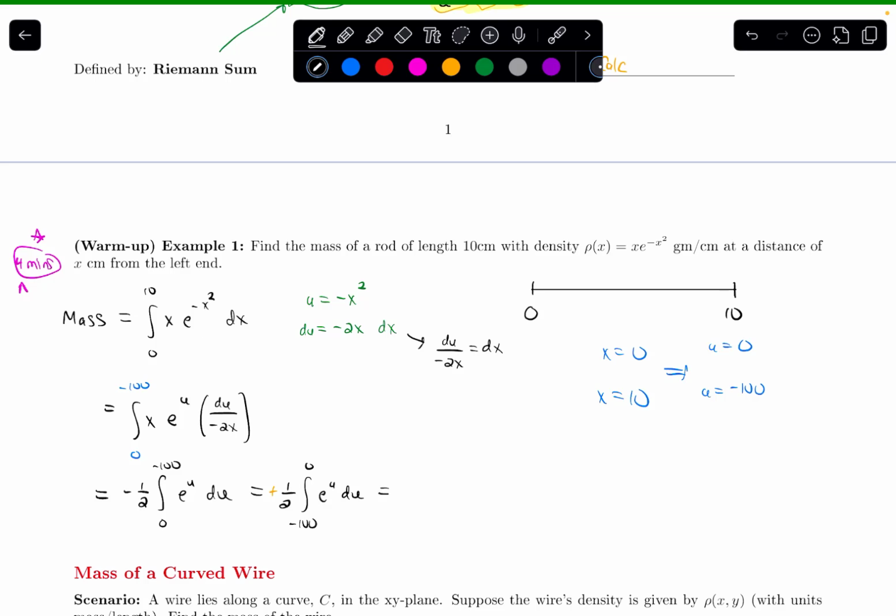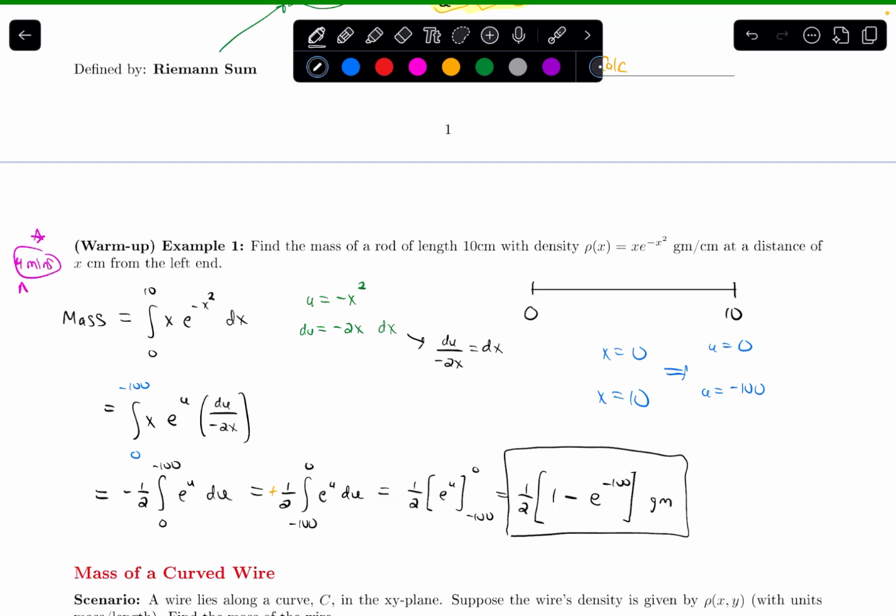So now I can do my antiderivative. The 1/2 in front stays there, and the antiderivative of e to the u is just e to the u. Then I plug in my negative 100 and the 0. The 1/2 is just factored out. Now I plug in my limits of integration. If I plug in 0, e to the 0 is just 1. And then minus, plug in negative 100, I get e to the negative 100. And that should be my mass. I just need the units. For mass in this problem, those units were grams. And there we have it.